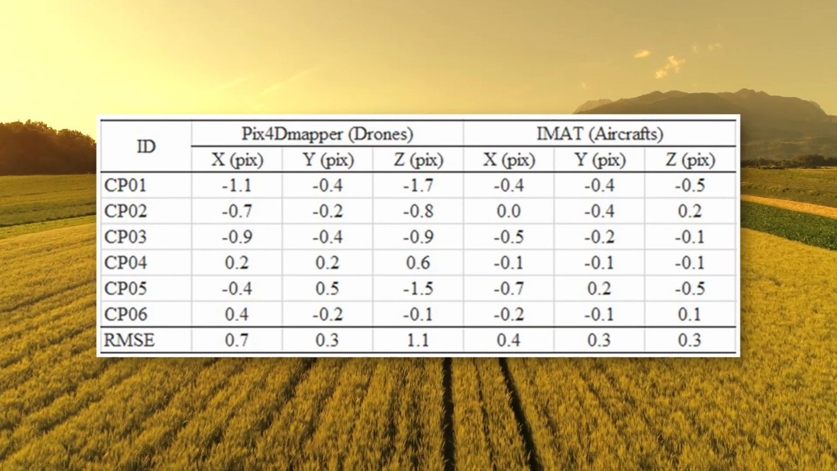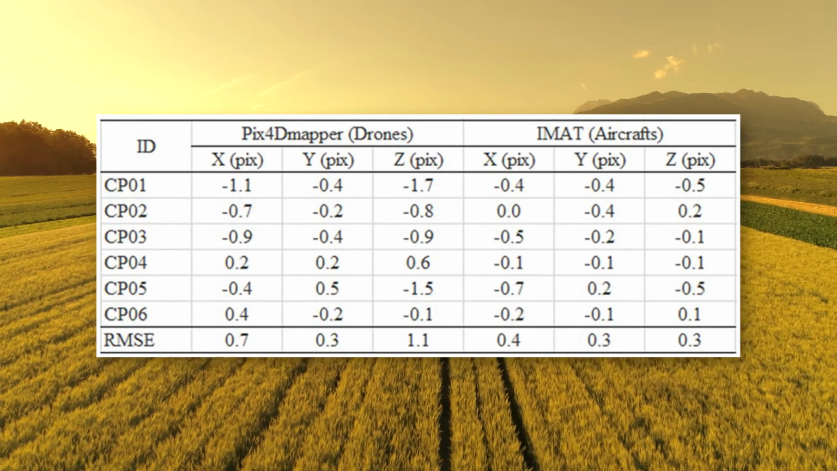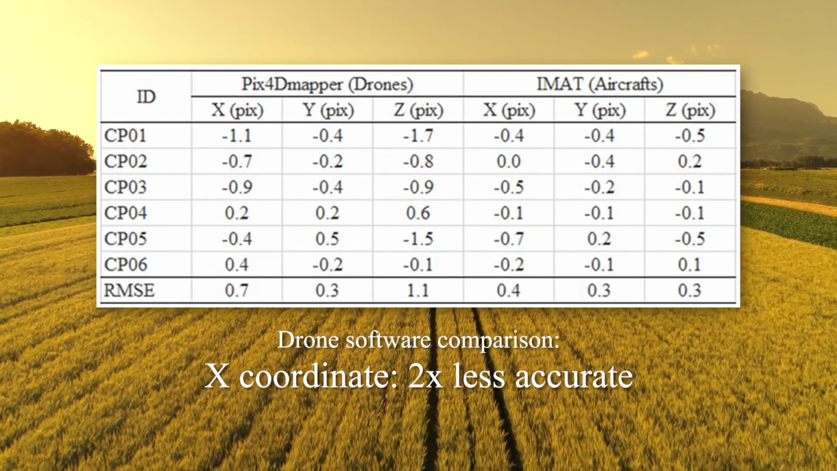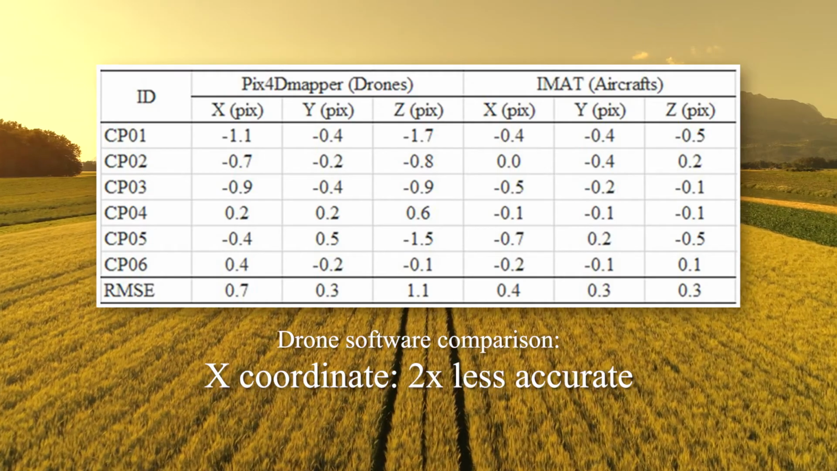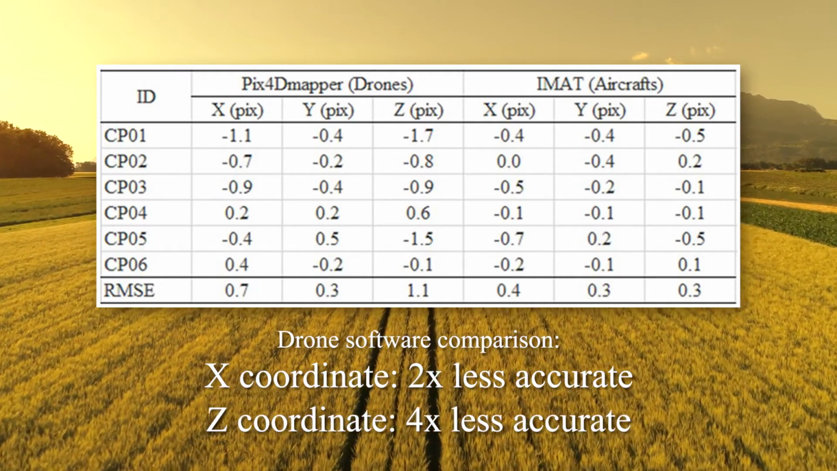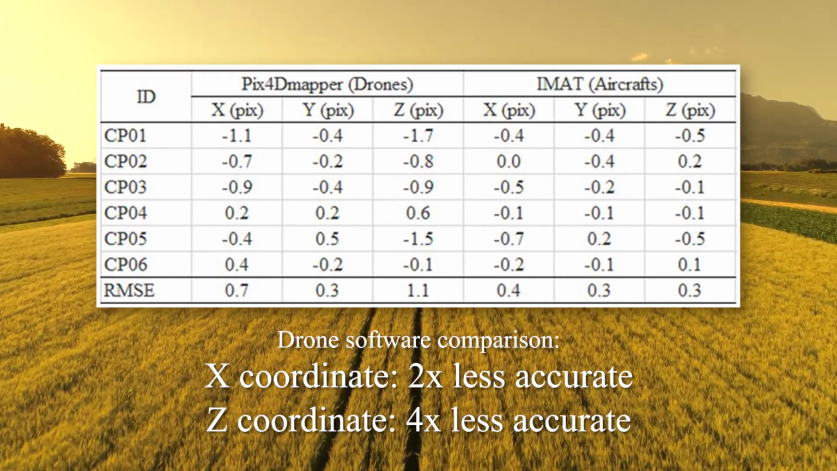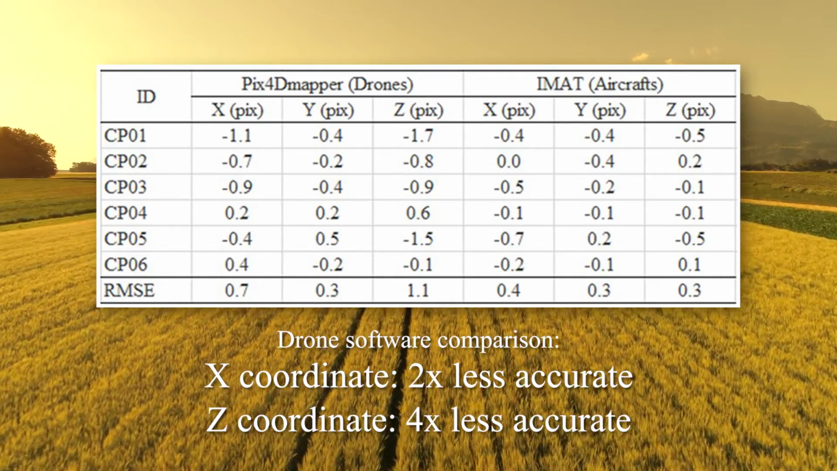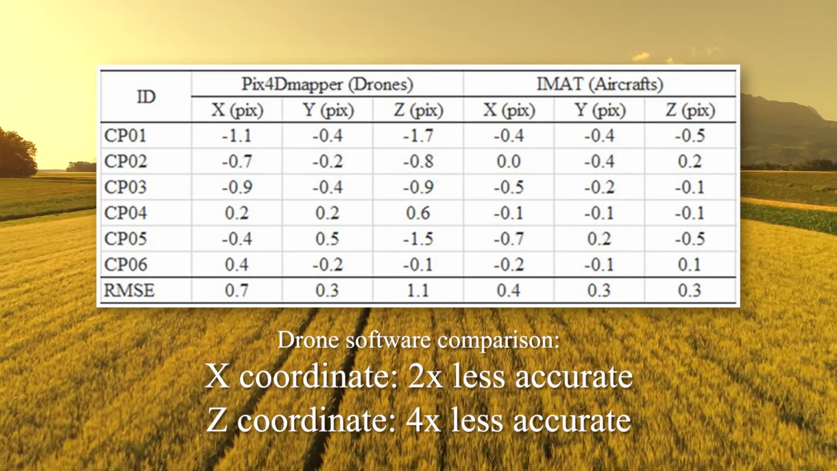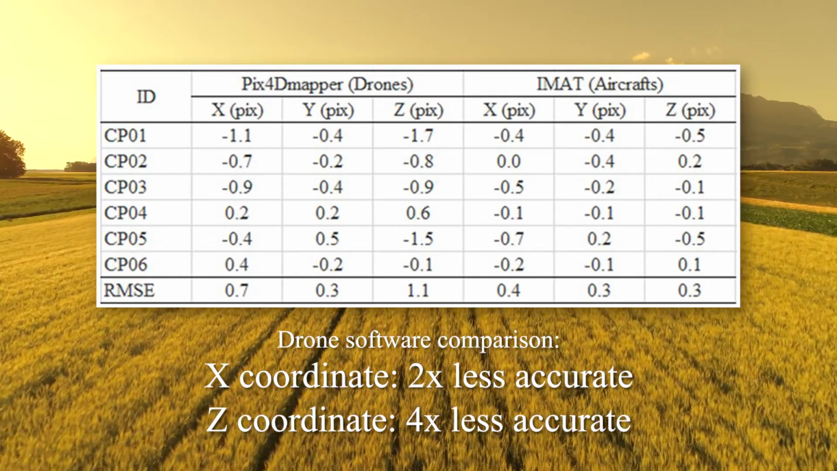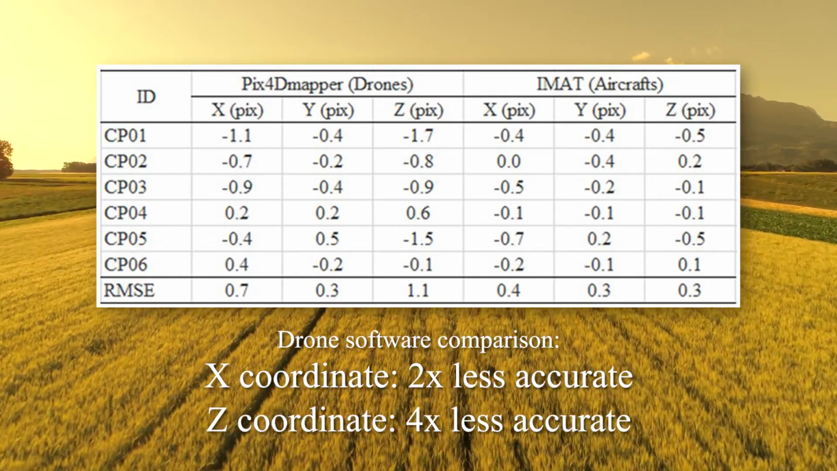Here, this table shows the differences in pixels. If we compare the X coordinates, the drone software shows almost 2 times lower accuracy, and the Z coordinate, which is the elevation, about 4 times less accurate. This comparison of accuracies tells us how well drone software performs and therefore how suitable drones are for different mapping applications.